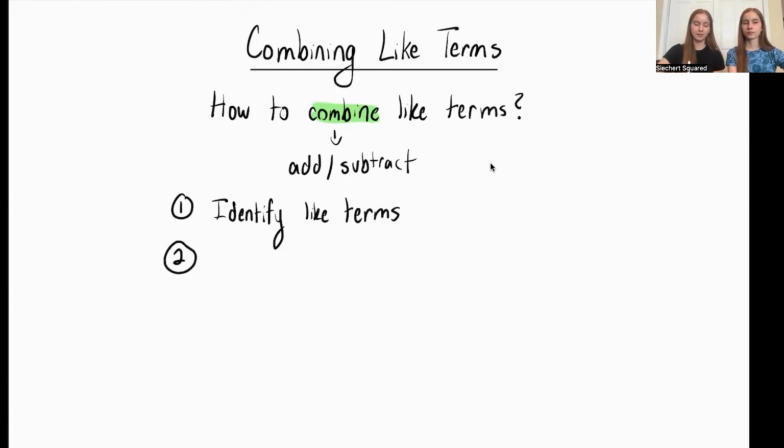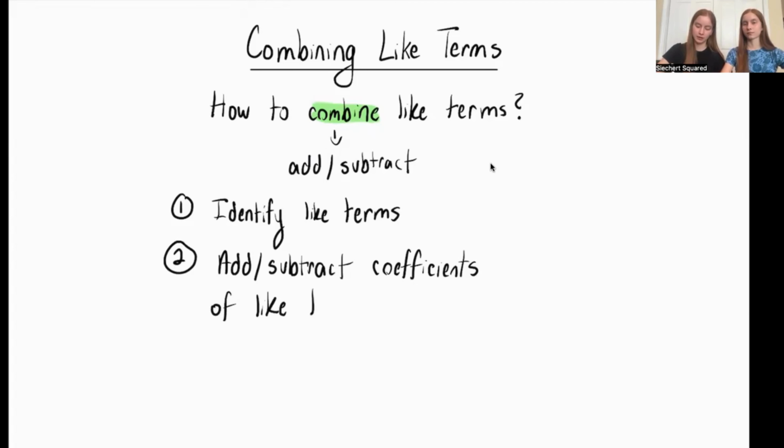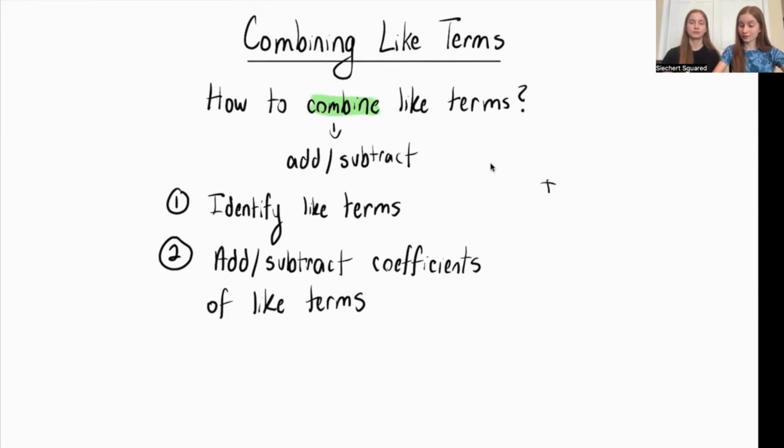Now, our second step, we're going to add or subtract the coefficients of the like terms, which we'll see exactly what that looks like in another minute. So again, make sure you're looking for those coefficients for the like terms, and you're going to add and subtract the coefficients of the like terms. A big thing to note is, as you are adding and subtracting the coefficients, you do not want to change the variables or the exponents.